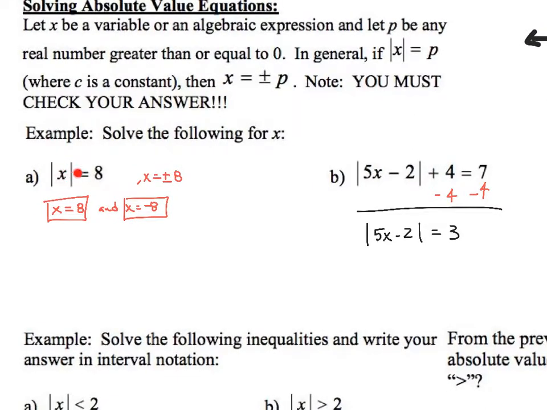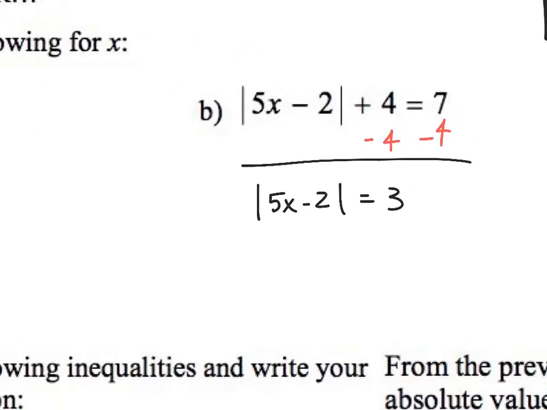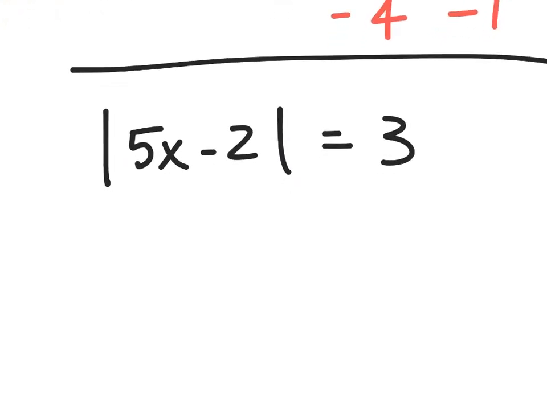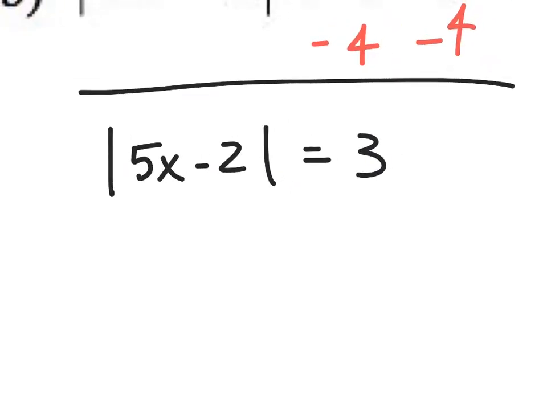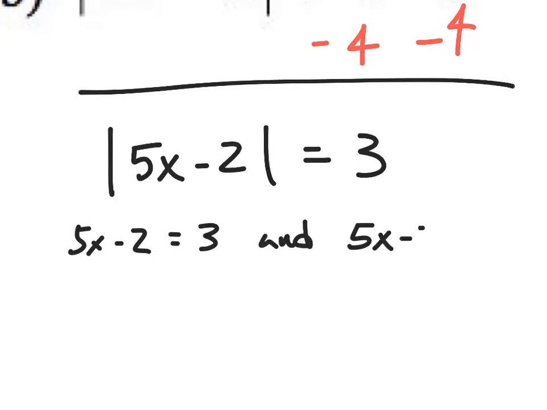I have the absolute value of something equal to a number. So when I'm solving this one, what I want to do is get rid of the absolute value symbols. To do that, I take 5x minus 2 is equal to positive 3, and I do 5x minus 2 is equal to negative 3.